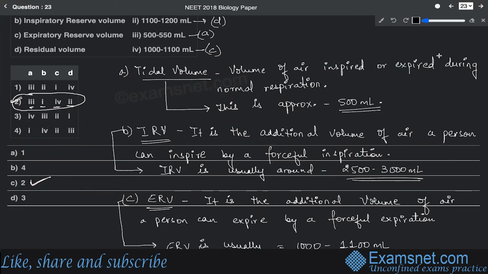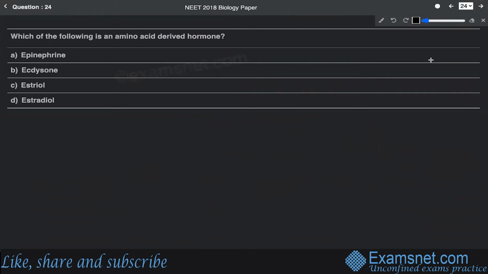All right. Now, question number 24. Question number 24 says, which of the following is an amino acid derived hormone? So here it is asking about the amino acid derived hormone. This question has been asked from the chapter Chemical Coordination and Integration of your standard 11th. The hormones given are epinephrine, ecdysone, estriol and estradiol.